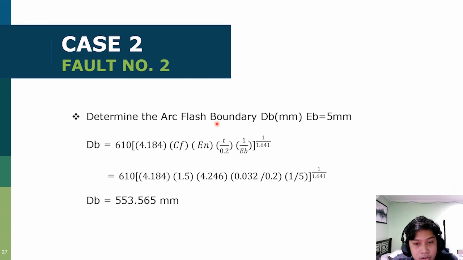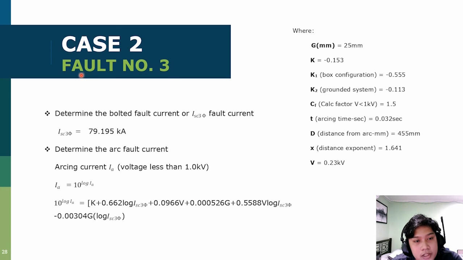Now we determine the arc flash boundary dB. It should be in millimeter. So the value of EB is 5 millimeter. So this is the formula. Substituting the variables we have, the answer is 553.565 millimeter. Now let's go to fault number 3.